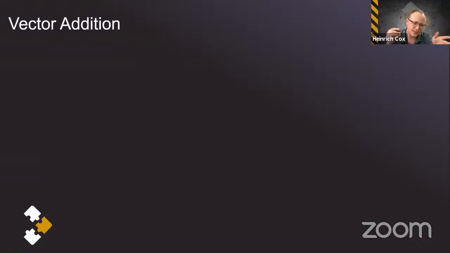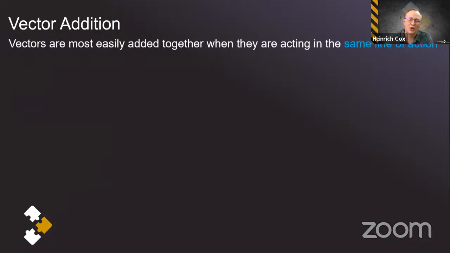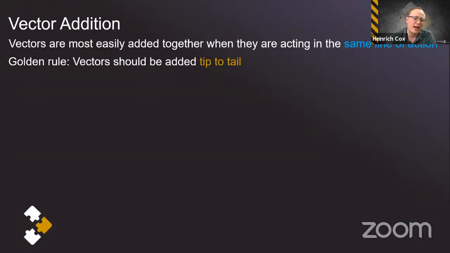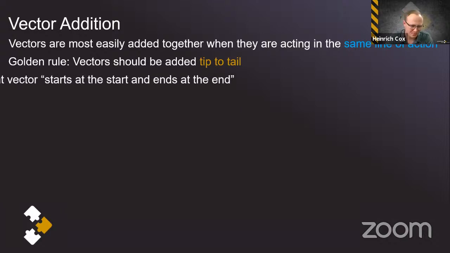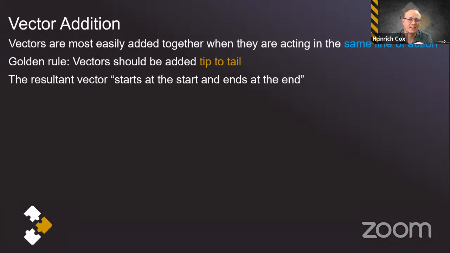If you have vectors, you'd like to possibly add them together. Right, so vectors are most easily added together when they are acting in the same line of action, right? So if they're acting in the same line, right? And the golden rule for adding vectors is that vectors should be added tip to tail, right? So the resultant vector, the net vector, is the one that starts at the start and ends at the end if we do this tip to tail thing. So let's see what that looks like.